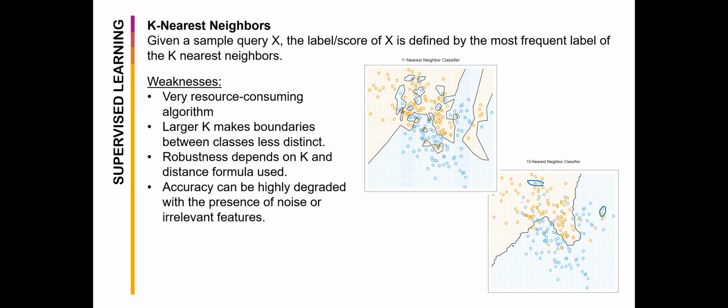So the robustness depends on the value of K and the distance formula used, because we don't just have the Euclidean distance formula. You can use different distance formulas, and that could even affect the robustness of your clusters. And accuracy can be highly degraded with the presence of noise or irrelevant features.